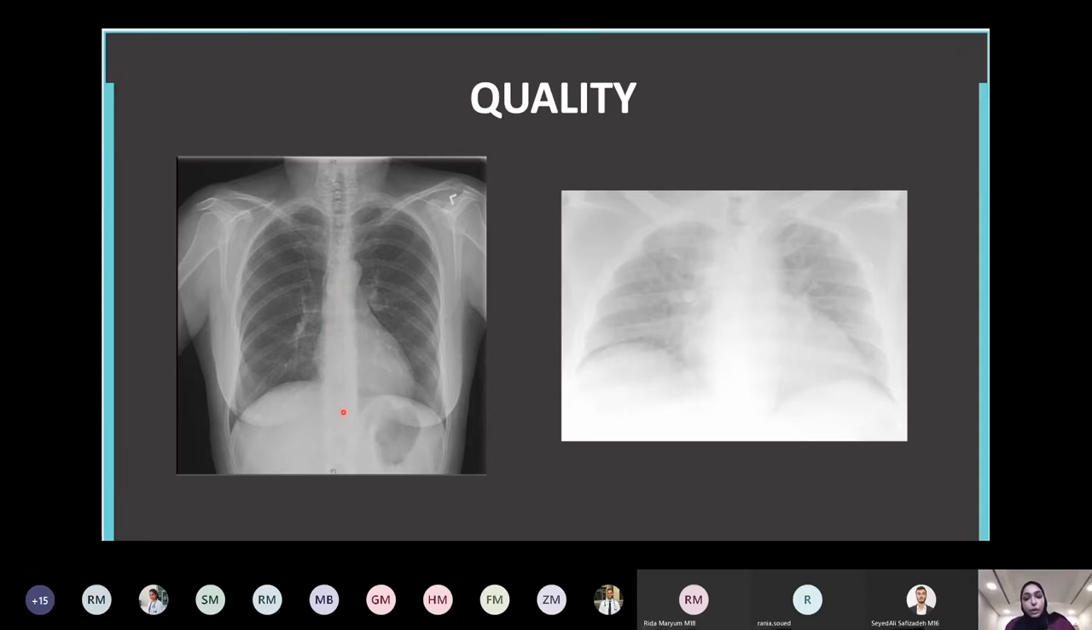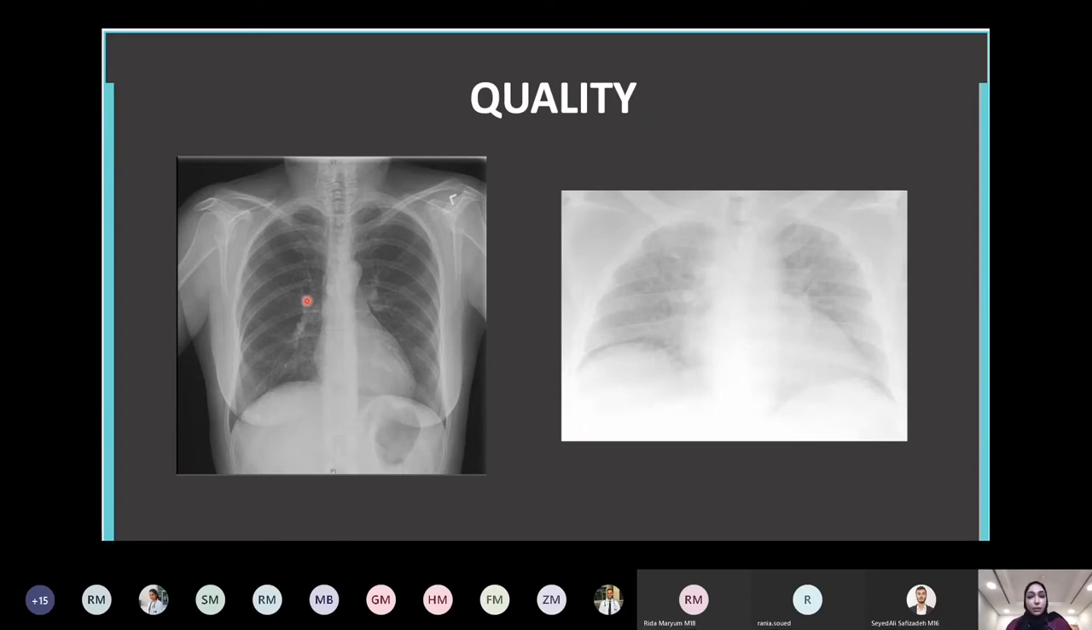Now for inspiration, we also need to decide whether this is adequate or not. You need to count 8 anterior ribs. So if you look closer again, the ribs will go this way. So there's 1, 2, 3, 4, 5, 6, 7, 8. Now, if you can't do that, then just go for the ribs on the back. That's 1, 2, 3, 4, 5, 6, 7, 8. So this is for inspiration.